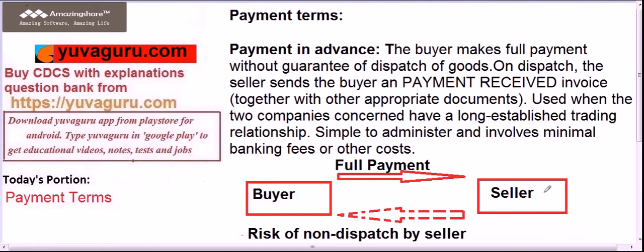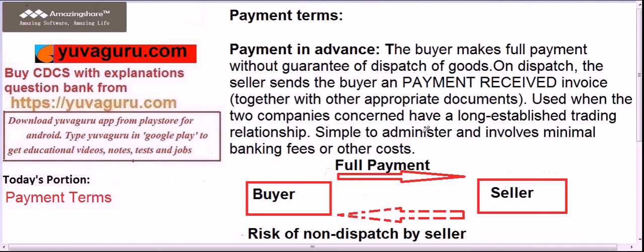When the seller is a big party or is in a monopolistic market, what will the seller say? First make the full payment to me, only then will I dispatch. This is best for the seller and worst for the buyer. This method is followed only when the buyer and seller know each other and are in a long-term relationship.